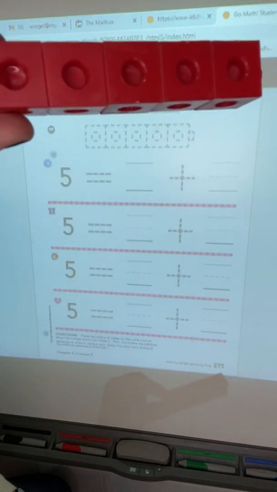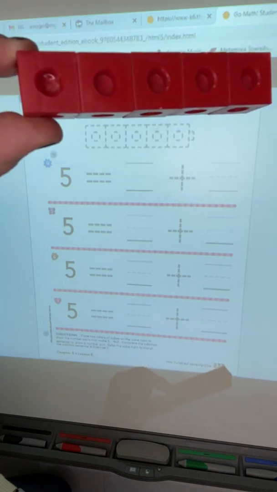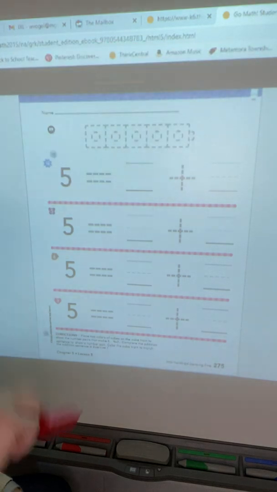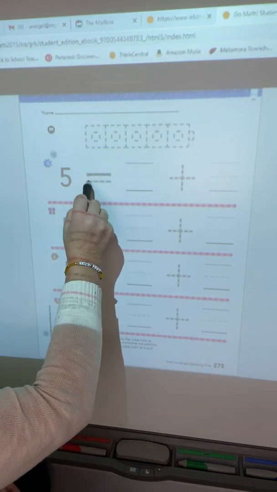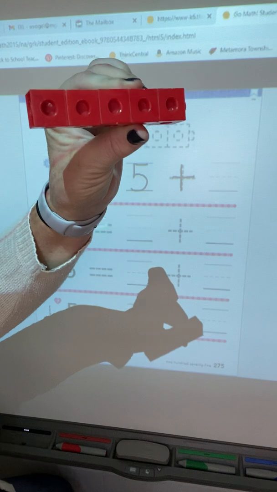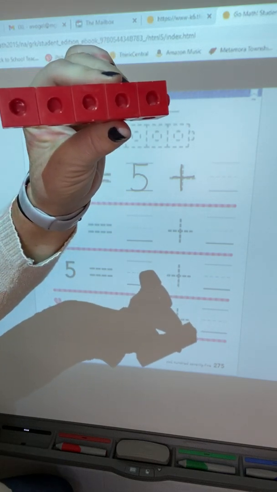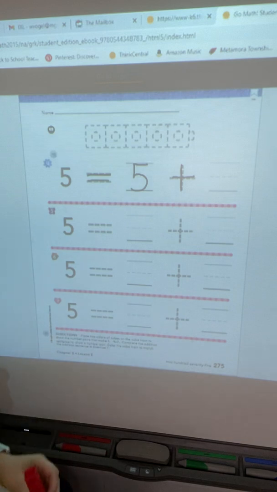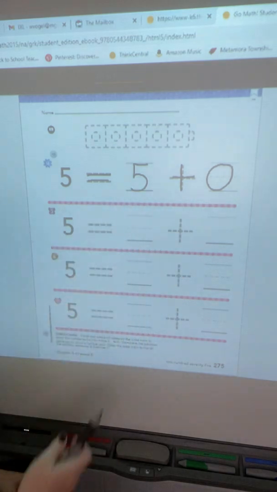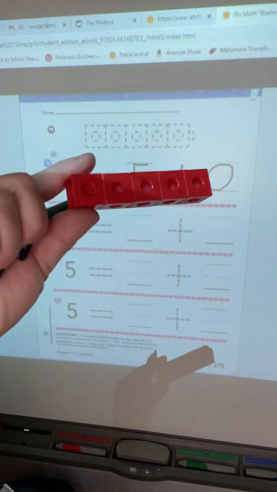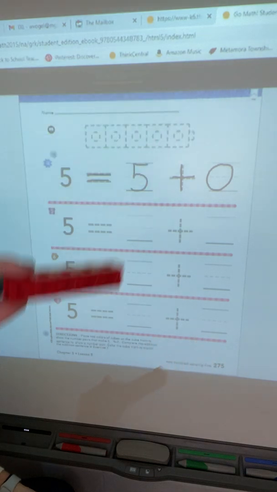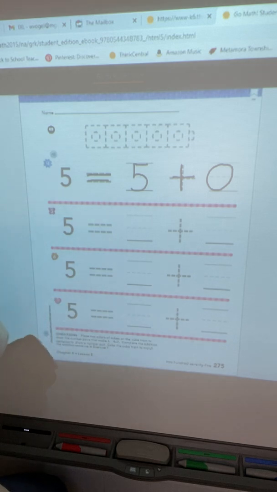How many reds do you see? Do you see 5? You're right. 1, 2, 3, 4, 5. So our very first number, 5, is equal to 5 plus, did you notice how many blues there are? There aren't any blues. So that means 5 plus 0. 5 plus 0 equals 5. We already have 5. And it just so happens that all of them are red.